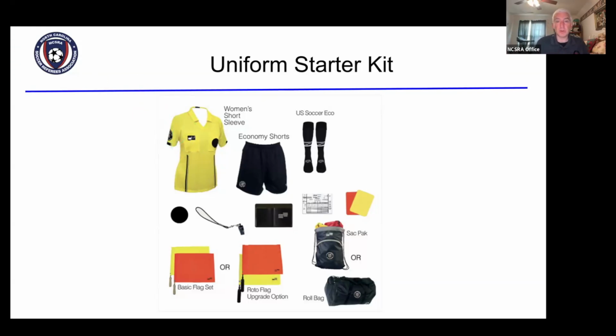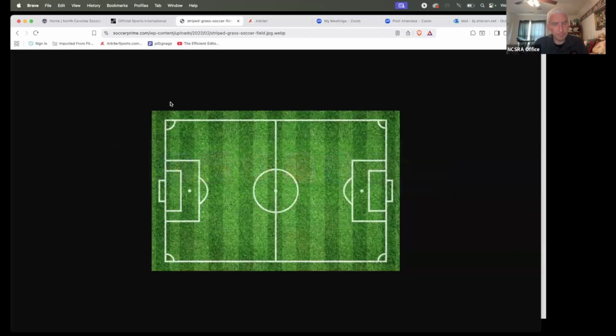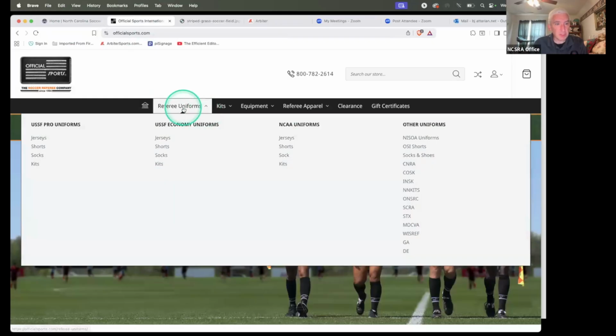This is the starter kit available from Official Sports. You do not have to get your uniform from Official Sports. You can get it from wherever you want. This starter kit comes with a lot here. And I'll show you the website. We'll come back to that. Where's Official Sports? Here we are. And I'm just going to go to referee uniforms, and I'm going to go to the economy uniforms, and I'm going to show the kit.